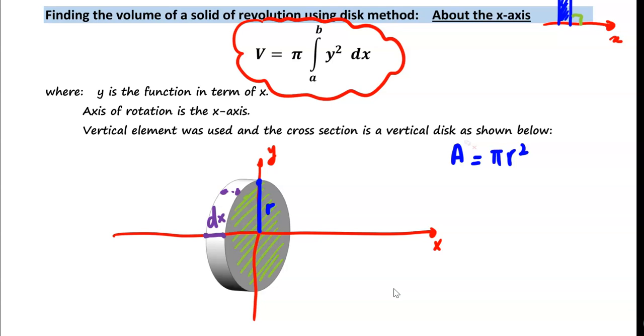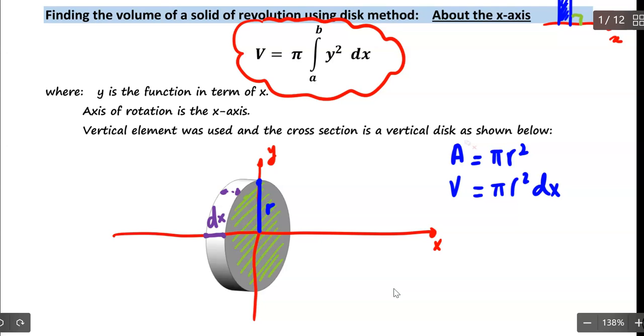So to find volumes, I need to do this. I need to write V equal to pi r squared times dx. Okay, very clear. To find the area of this part right here, I will have to take pi times r, and then I square the r, pi times r squared. Then to find the volume of this itself, I have to write volume equal to pi times r squared times dx.